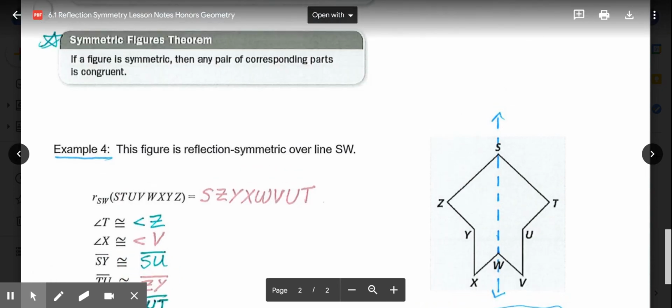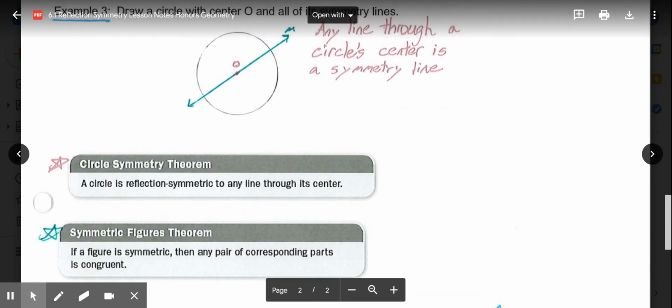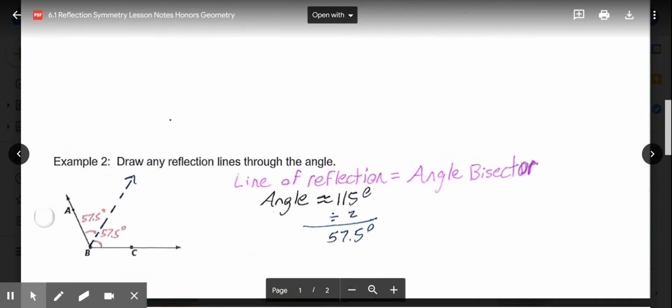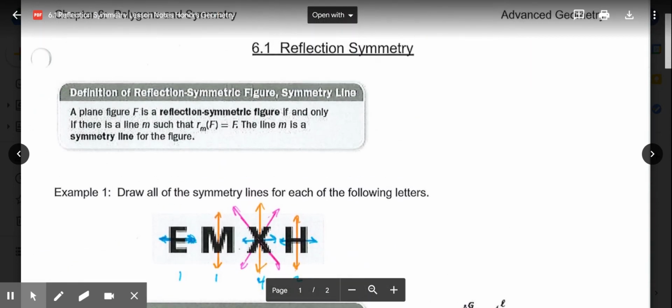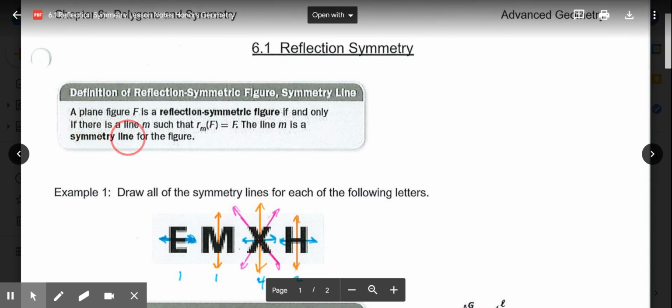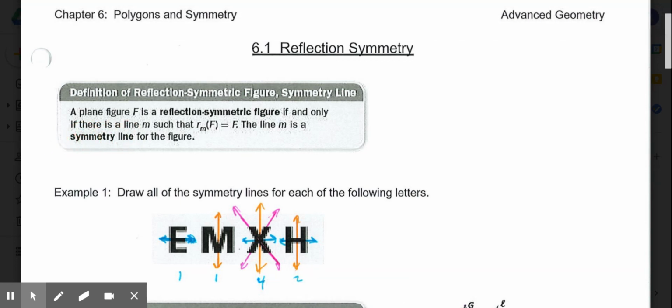So today's lesson is just really getting you used to a couple of these basic symmetry theorems and the idea of reflection symmetric figures and symmetry lines. Obviously, as we go deeper into this chapter, we're going to expand and build upon these ideas of symmetry and corresponding parts.